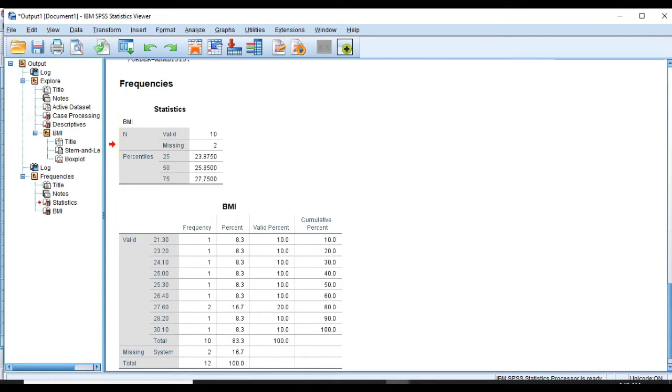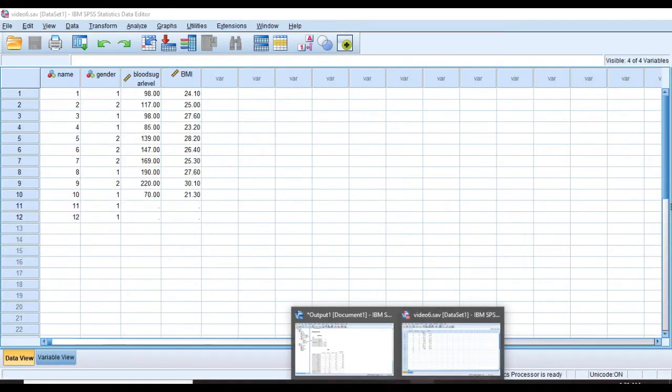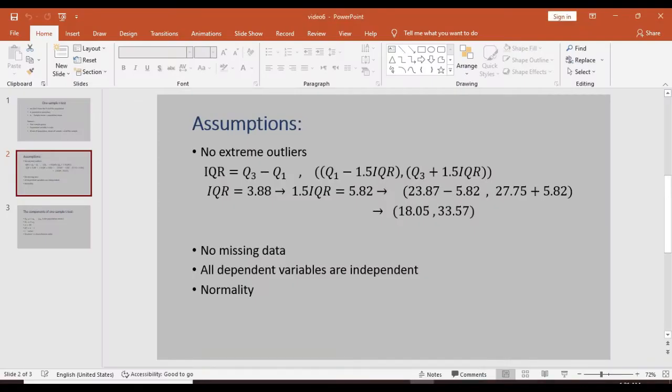To find out the outliers, we multiply our IQR by 1.5 and then see whether our data are within this range or not. So as you can see, the upper limit here is 33.57 and the lower limit is 18.055. So we have no outliers here.